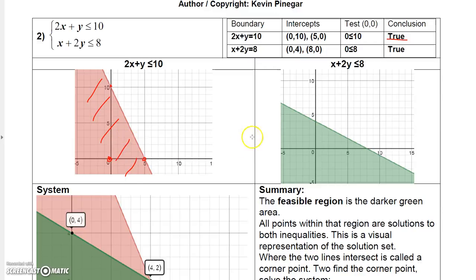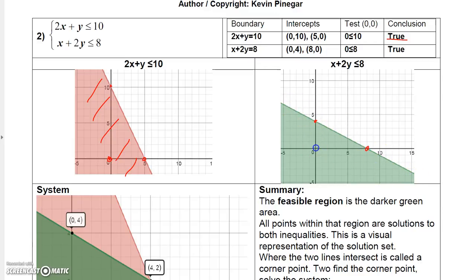Okay, and now on the other line, x plus 2y equals 8, its intercepts are (0, 4) and (8, 0). Well, (0, 4) is right here, (8, 0) is right here. And so again, I have the equal to, so I draw a solid line through there.